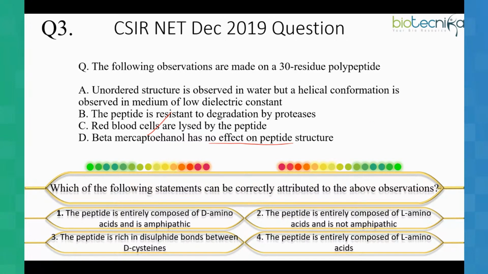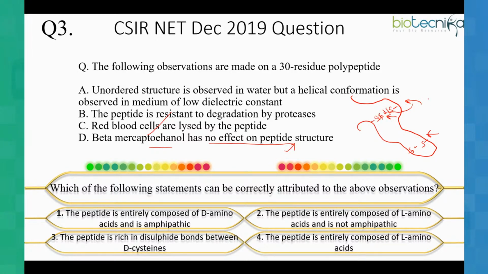Beta mercaptoethanol generally has an effect on normal protein structure. It is a reducing agent. It will reduce the disulfide bonds which are used to fold proteins. So let's say here is a disulfide bond. They will reduce the protein. Reduction means gaining of hydrogen, so they will give the hydrogens over here, and the disulfide linkages will get reduced.